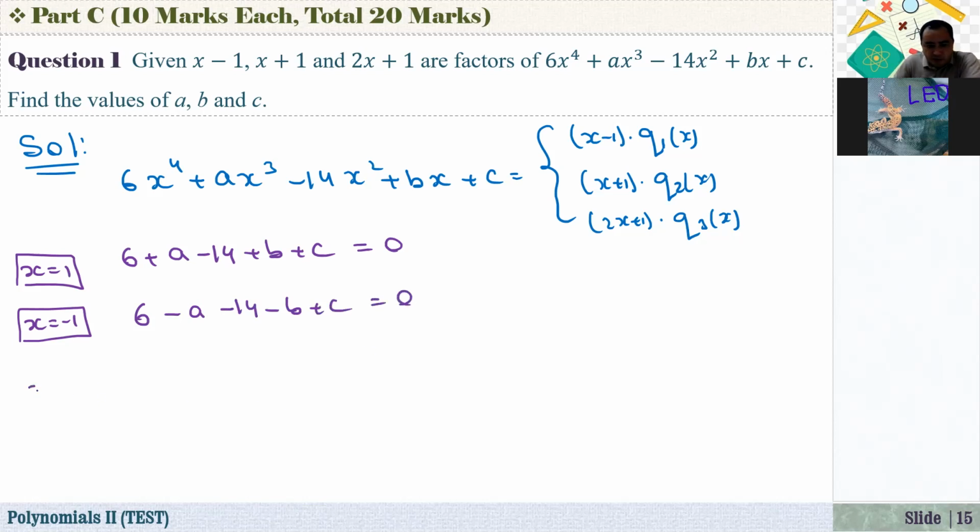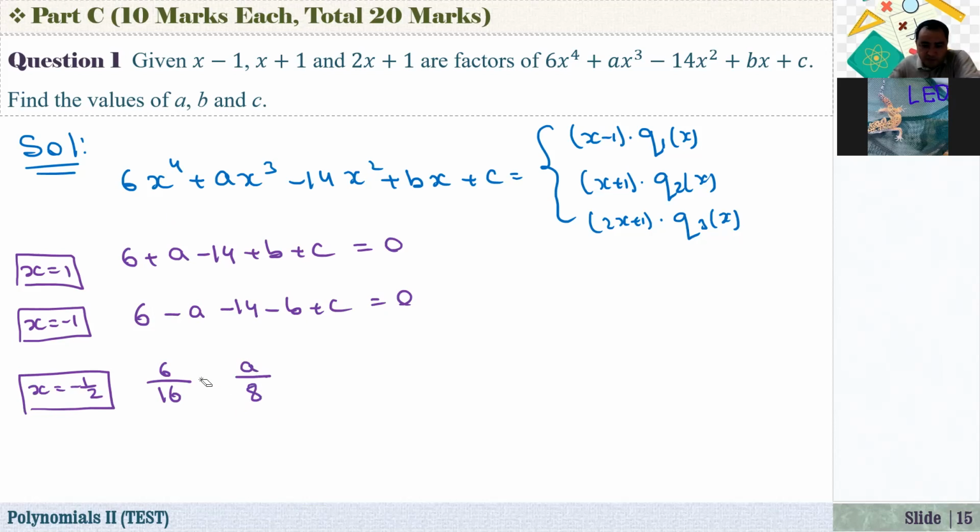And how about the third one? How about if x equals negative 1 over 2? Here we have 6 times x to the power of 4, 2 to the power of 4, that is 16. Plus, here we have a over x cubed, that is 8.